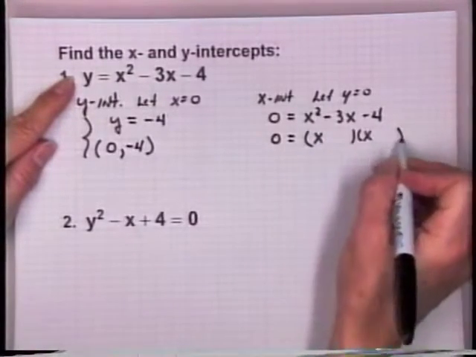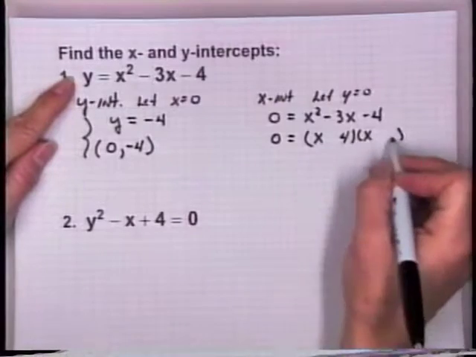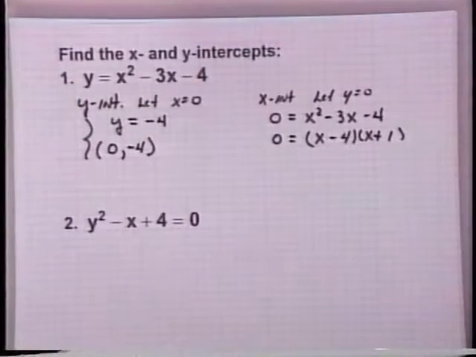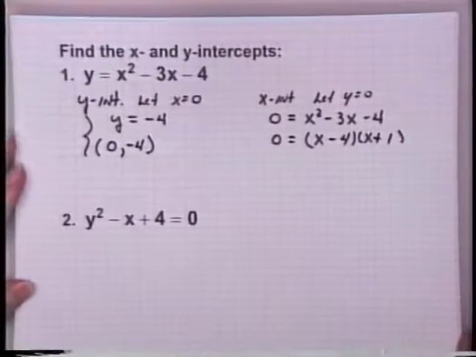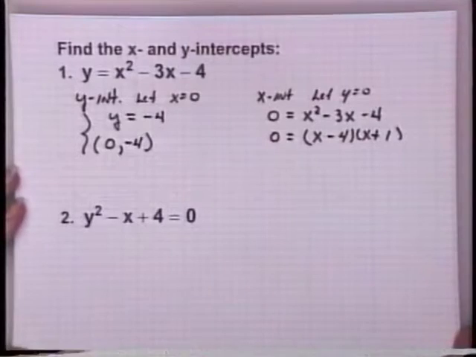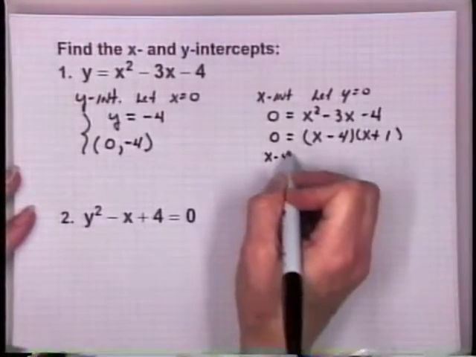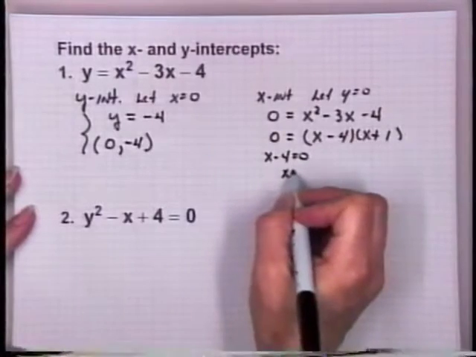x times x. We know we have opposite signs, so we'll need to use the 4 and the 1. Minus 4 plus 1. Check that, make sure I have the correct factors here. You can't get the correct solution if you don't have the correct factors. And again, we do have videotapes on factoring if you need help with factoring. The next step, of course, is to set each factor equal to 0 and solve for x.